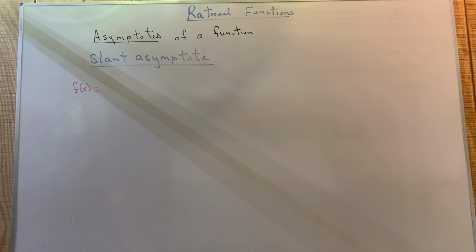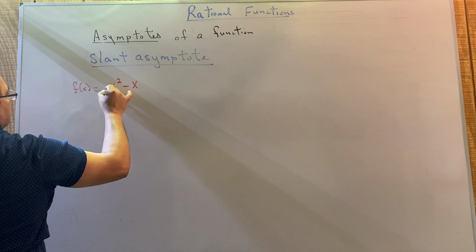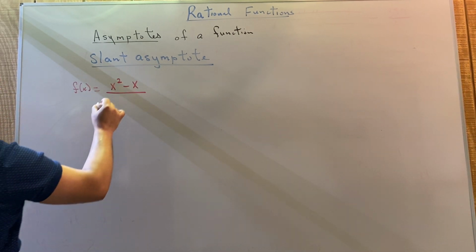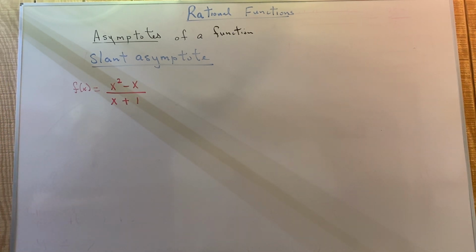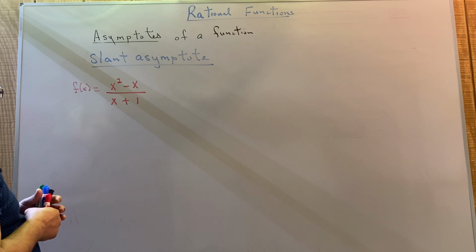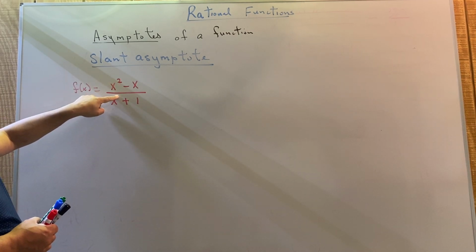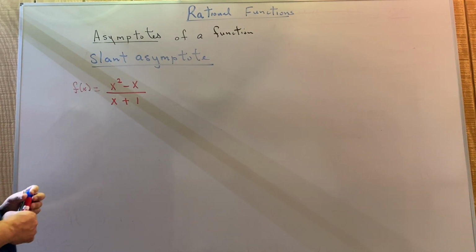x squared minus x over x plus 1. If you notice here, the power in the numerator is a 2, the power in the denominator is a 1. Anytime the numerator power is bigger than the denominator power, you will have some slant asymptote. Okay? So, how do we figure out what the slant asymptote is?